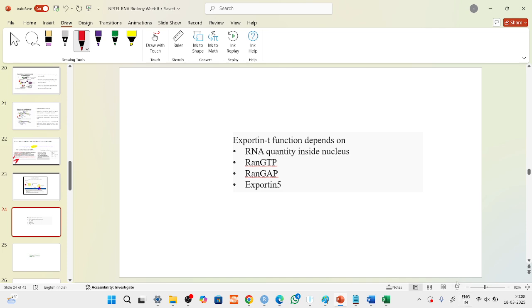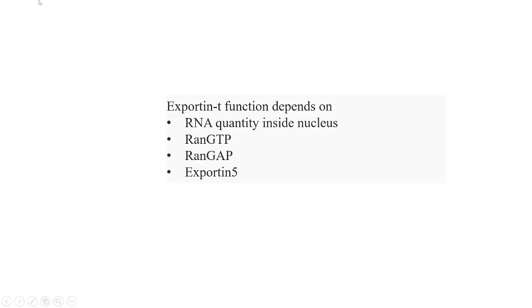So the first question is, exportin T function depends on: A, RNA quantity inside the nucleus; B, RAN GTP; C, RAN GAP; and the last option D is exportin 5. So exportin T's function is dependent on what? RNA quantity, RAN GTP, RAN GAP, or exportin 5? Right now it is 8:08. I will switch the screen at 8:10. You have 2 minutes to answer this question. Think and try to answer.